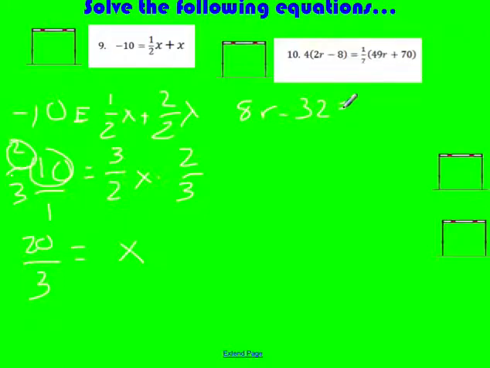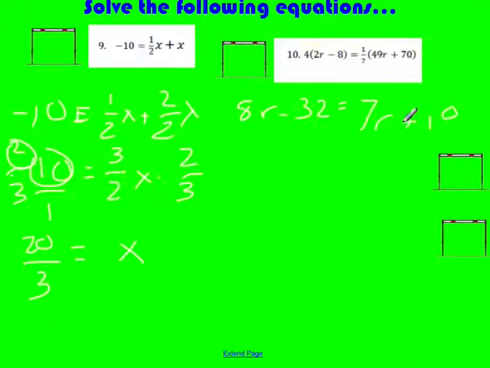Now it can get really confusing when you multiply by 1/7. So instead of looking at that as multiplying by 1/7, look at it as dividing each of those numbers by 7, because it means the same thing. 49 divided by 7 is 7r. 70 divided by 7 is 10.